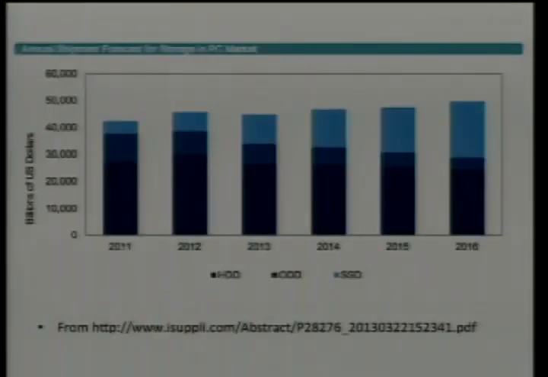SSDs are not a small matter. In this chart, the SSDs are the pale blue, which is a small fraction of the market around now, but it's growing and growing until it's going to be 40% of the hard drive market soon. So hard drives are not going away. They're going to remain the cheapest way to store a lot of data, but SSDs are going to be more and more popular, and not only for being faster, but for using less power.